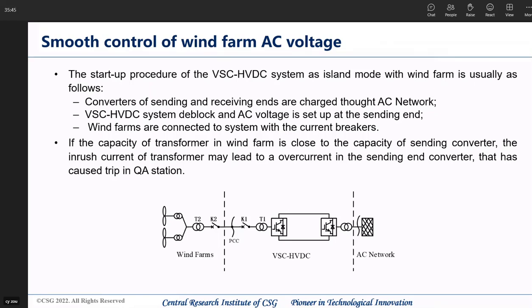In this way, if the capacitance of the transformer in the wind farm is close to the capacitance of the sending converter, the inrush current of the transformer may lead to an overcurrent in the sending end converter. So that has caused a trip in Qing'ao station.